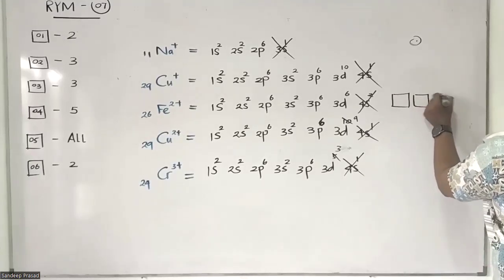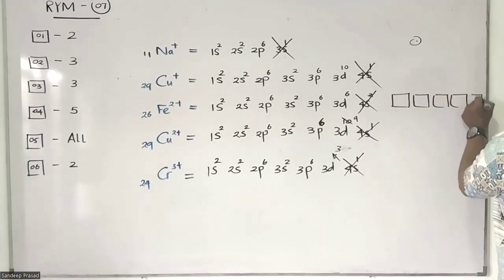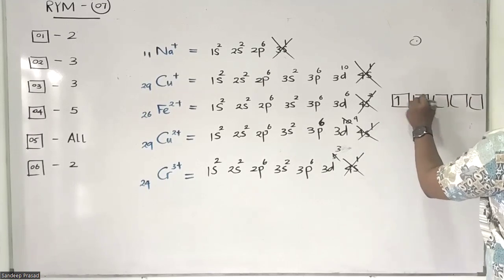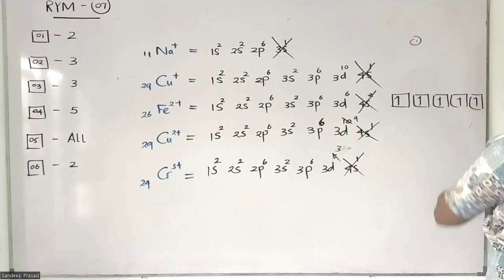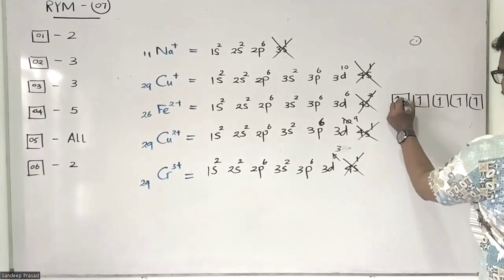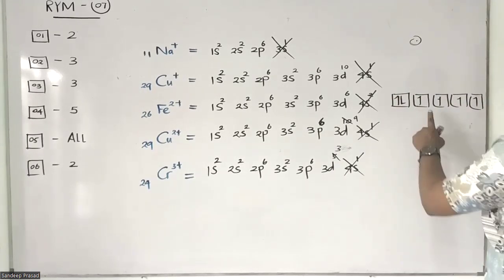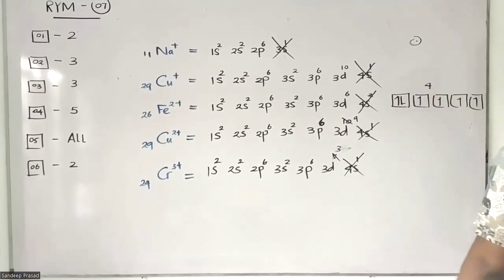Shall we draw the orbital diagrams? 1, 2, 3, 4, 5. According to Hund's rule, electrons always fill the orbitals one by one, and then the next ones pair up. So we can say the unpaired electrons are 4.